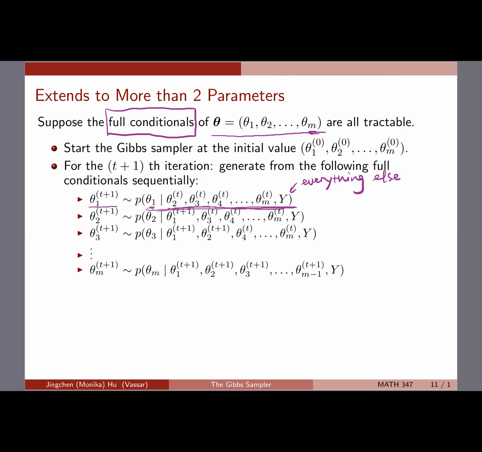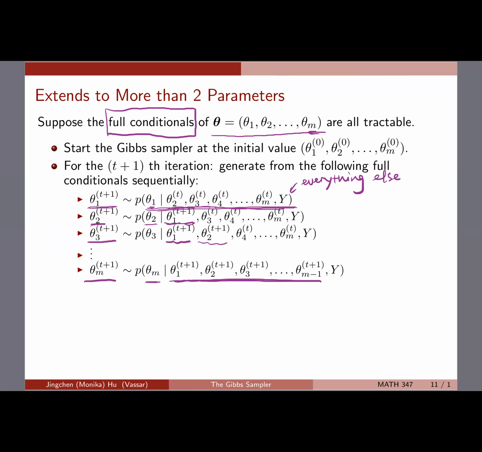So theta one from here, and then theta two, immediately I will be able to sample, because I can recognize what it is, but keep in mind that you're going to plug in the newly drawn theta one from the previous step. Okay? And then theta three, the same, but now I have theta two and theta one newly drawn. And you do it until the last parameter, which is theta m, and that uses all of the previous draws that I have for all of the other parameters.